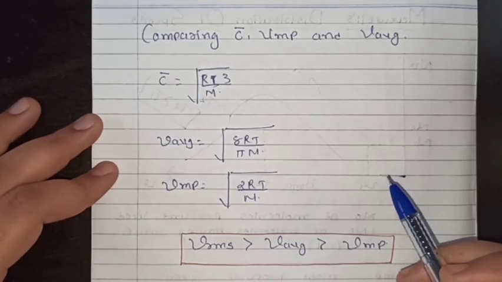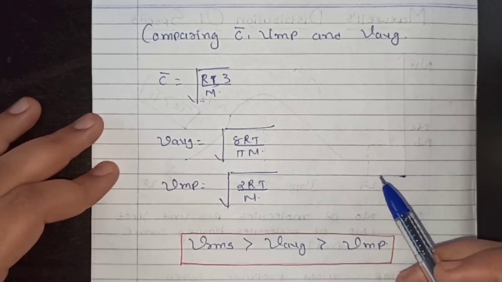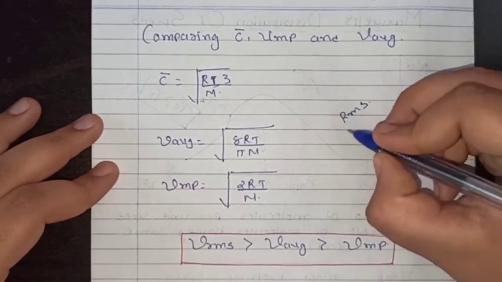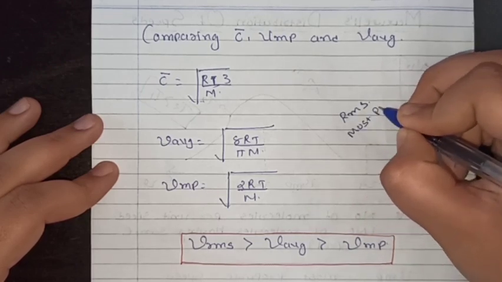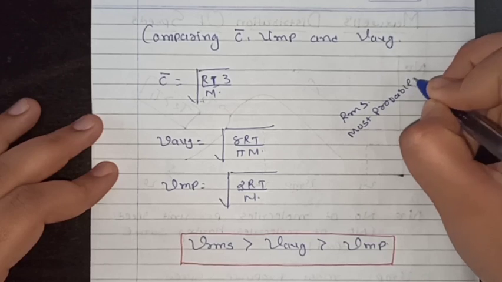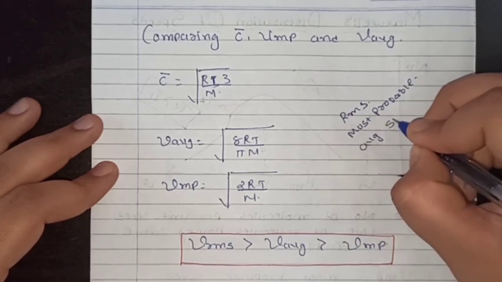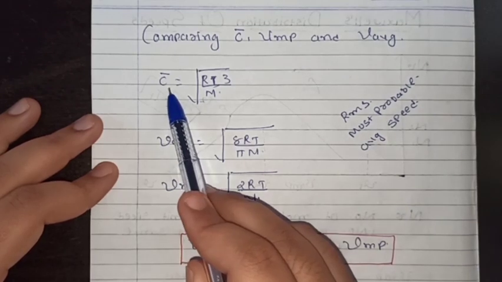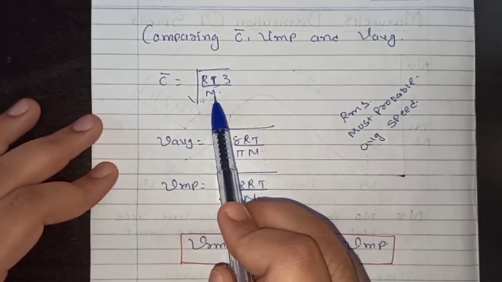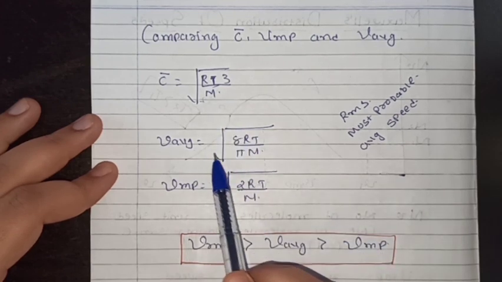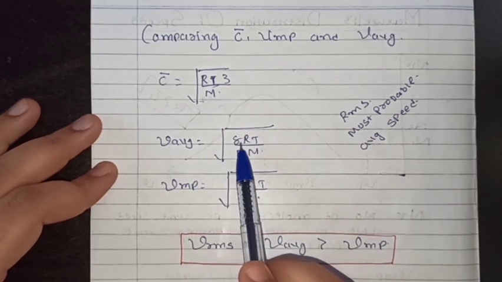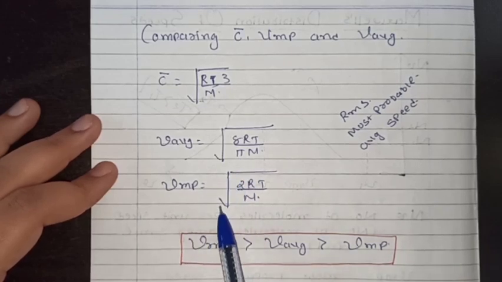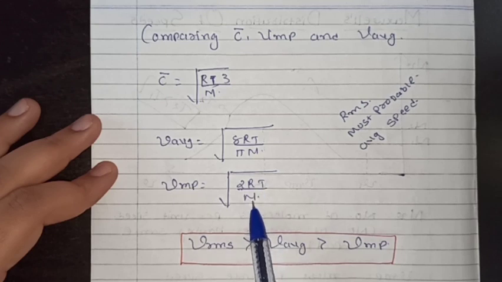Now so far we have learned about three different speeds, that is RMS speed, most probable speed, and the average speed. We want to compare these three speeds. The RMS speed was under root 3RT by M. The average speed was, as we have just seen, under root 8RT upon pi M. And the most probable speed is under root 2RT by M.